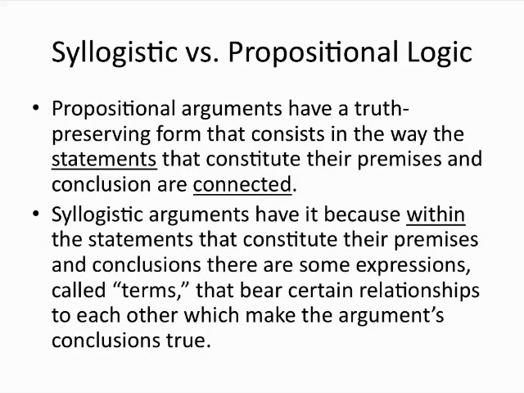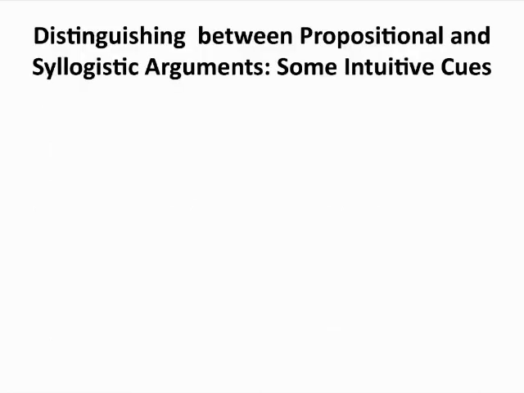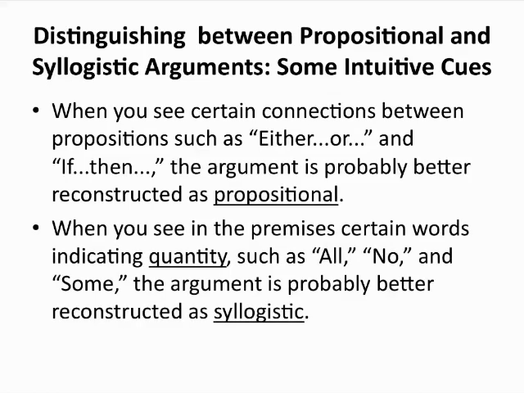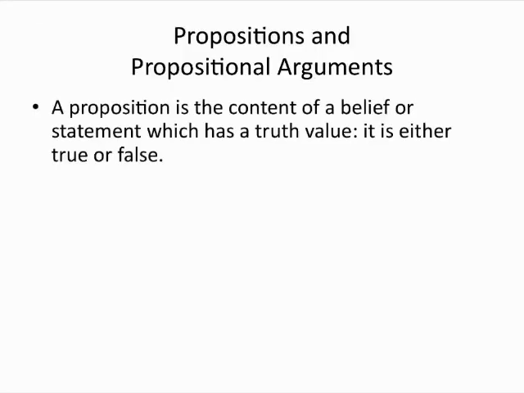Syllogistic arguments have a valid form in virtue of the way certain terms within statements are related. These terms have well-known names such as quantifier, subject term, and predicate term, much like the grammatical elements found within a sentence. There are some handy cues for distinguishing between propositional and syllogistic arguments. If you see phrases such as "either or" and "if then," the argument is probably propositional. On the other hand, if you see words that indicate quantity such as "all," "no," and "some," you're probably looking at a syllogistic argument.